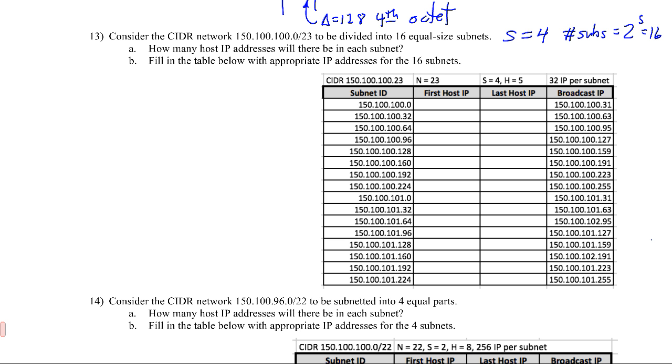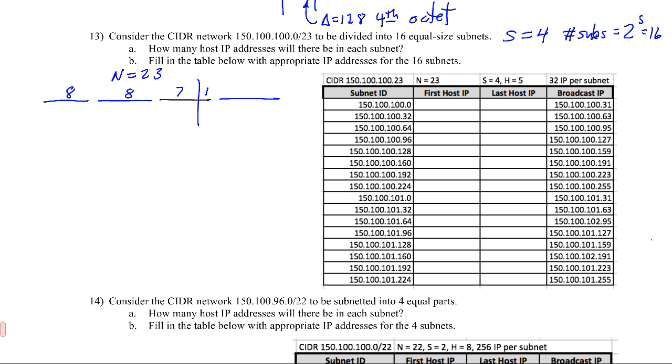Okay? And so we want to know, first of all, how many IP addresses in each subnet. I'm going to draw my picture of my IP address with 4 octets here. I'm going to start off with a /23, n is 23, 8, 8, and 7 makes 23. That leaves me one more bit here.